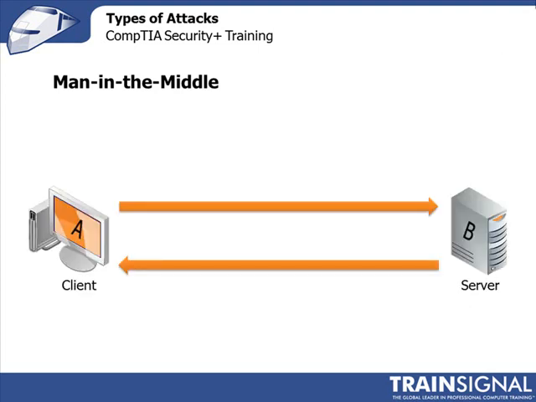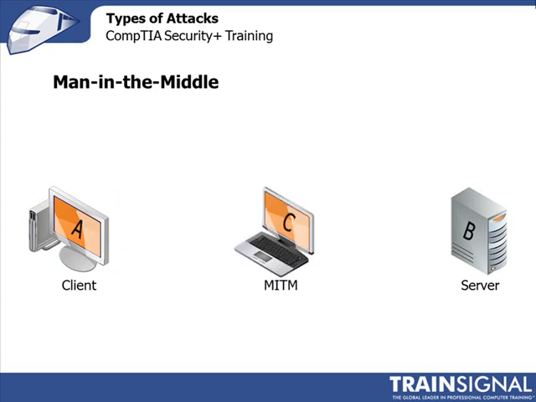Now, it's easier to explain a man-in-the-middle attack with a diagram. So what we have here is client A wants to be communicating with server B. Simple enough. And this is what they think is happening, that they're directly communicating with each other. But instead, there's that man in the middle.